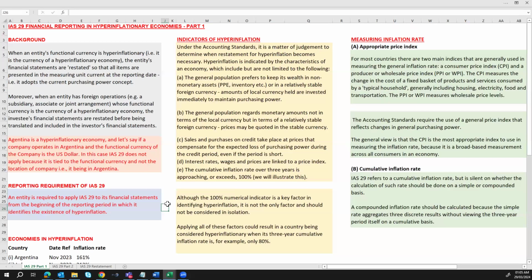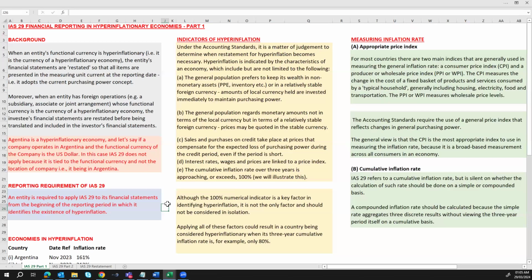Another indicator to consider is that the general population regards monetary amounts not in terms of the local currency, but in terms of a relatively stable foreign currency. That is, prices may be quoted in a stable currency. For instance, you are in country A dealing with a customer in country B, so you prefer to bill the customer in his own currency rather than your own local currency. All right, so that's another indicator of hyperinflation.